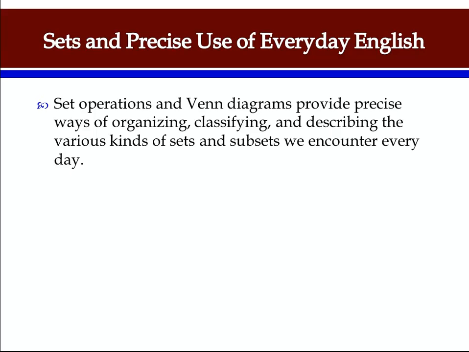Set operations and Venn diagrams provide precise ways of organizing, classifying, and describing the various kinds of sets and subsets we encounter every day. When working with sets, the word "or" refers to the union of sets. So if you have two sets and you want to find the union of the two sets, the union will consist of elements that are in the first set or in the second set.